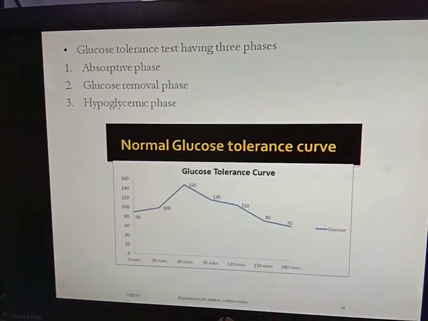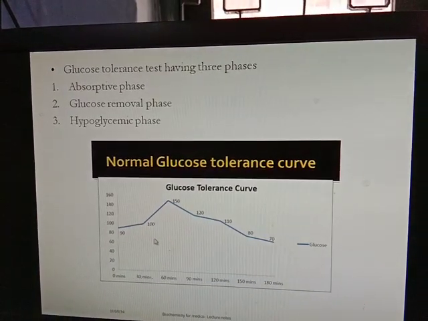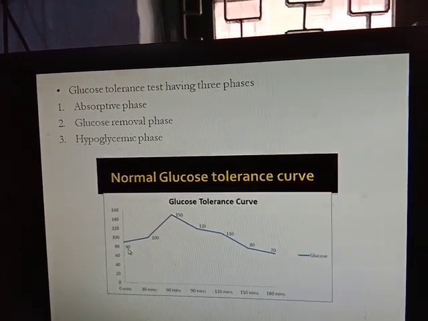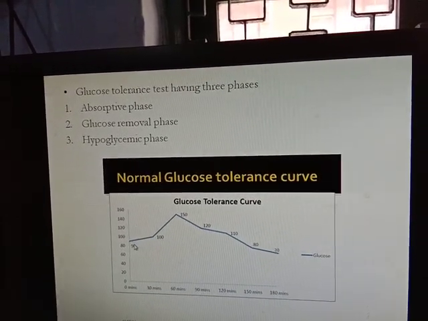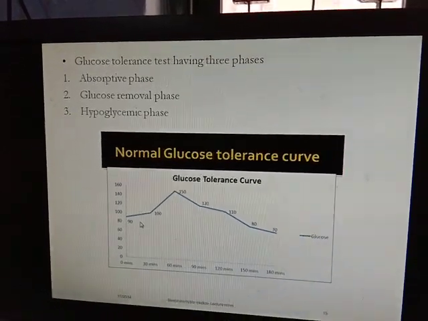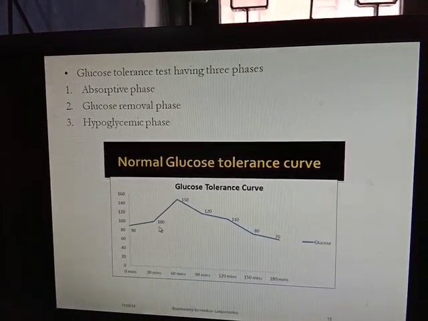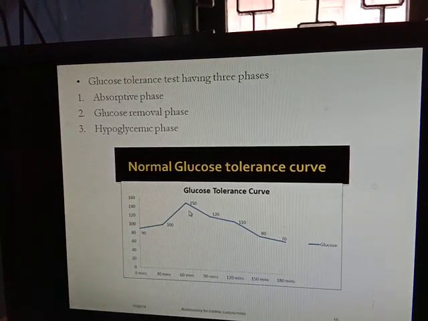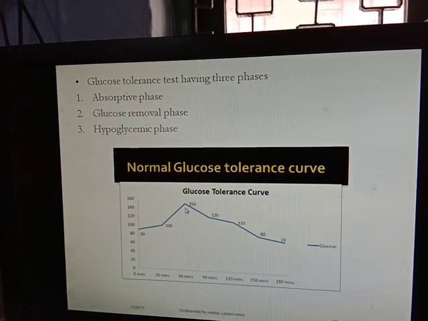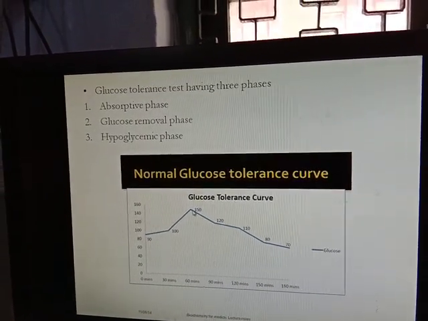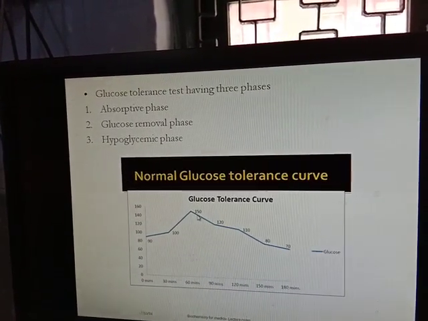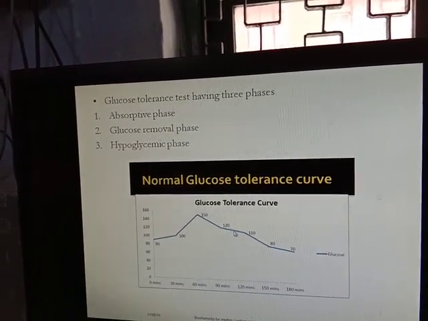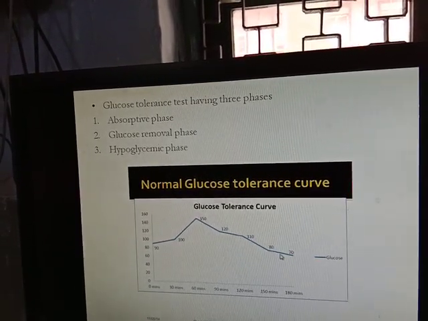So here in the graph you can see that at the normal stage the blood glucose is between 80 to 100. Here it is shown as 90. Then when you give glucose orally, after 30 minutes it will increase. After 1 hour it will again increase because of absorption from intestine to blood. Then from the blood, that glucose will be transported to the tissue and cells, and over a period of time blood glucose concentration will decrease.